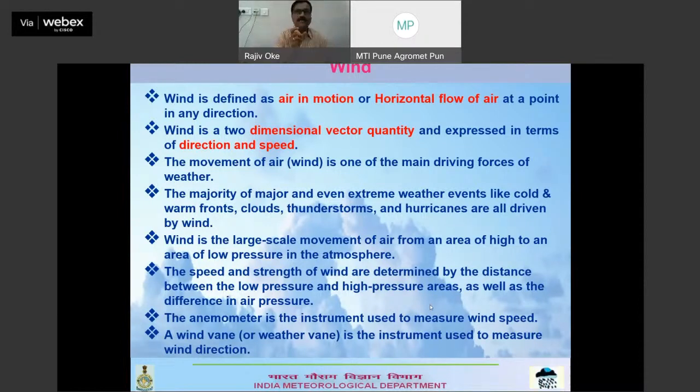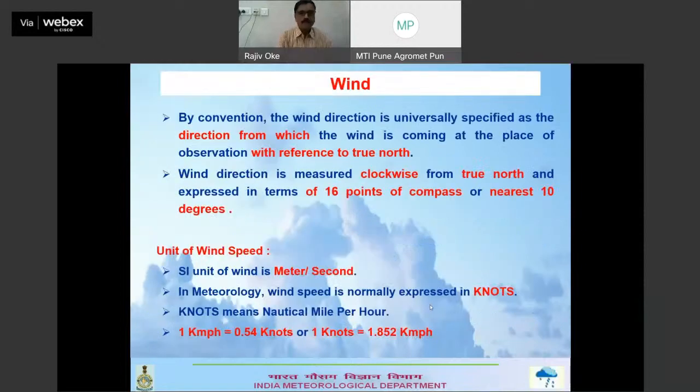The instrument to measure the wind speed is called a cup anemometer, and the instrument to measure the direction of the wind from which it is coming to your station is called a wind vane. In IMD, we are using the Mark II instrument. In meteorology, we are concerned with the wind coming to your station, not where it is going. That direction has to be noted in the 16 points of compass, nearest to 10 degrees in the clockwise circle from true north. The unit of wind is meter per second.